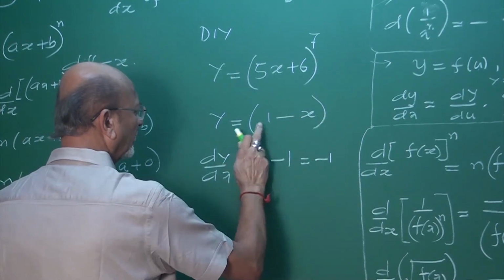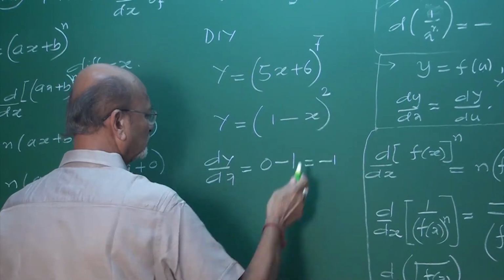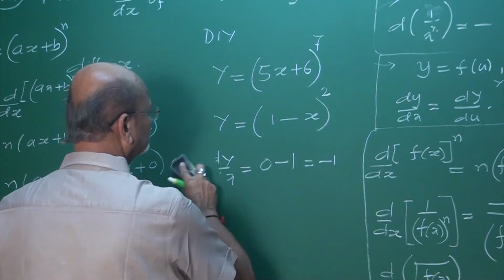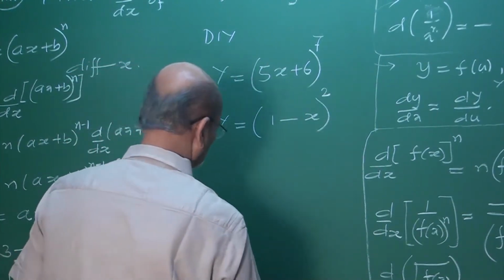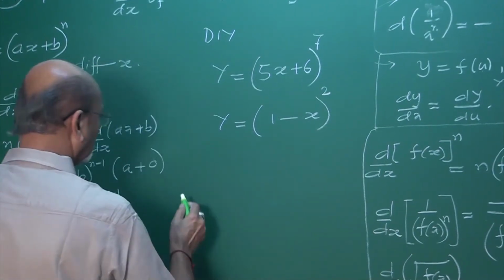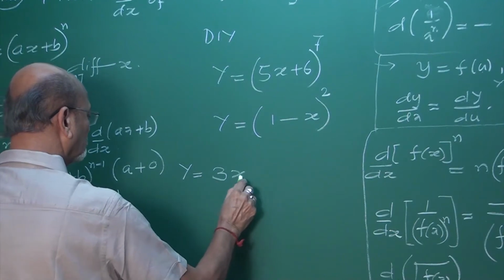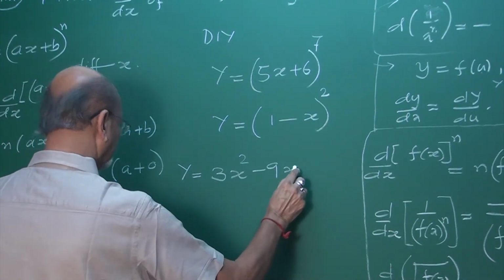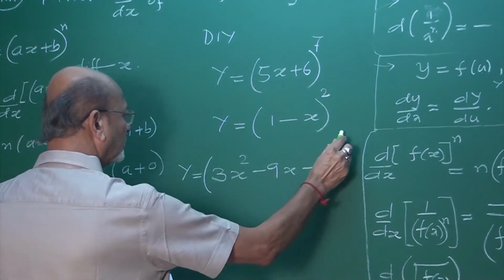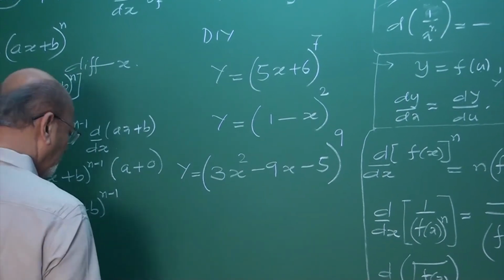They use simply a bracket here. So I give you this one, it is 2. Next, y equal to (3x square minus 9x minus 5) to the power 9. This is from your textbook, my friends.